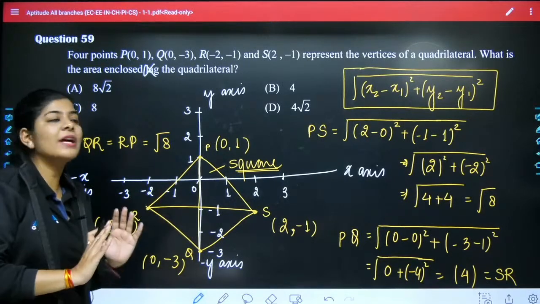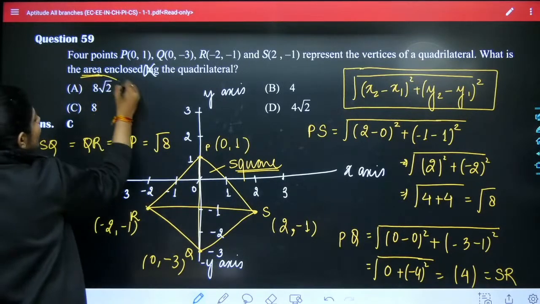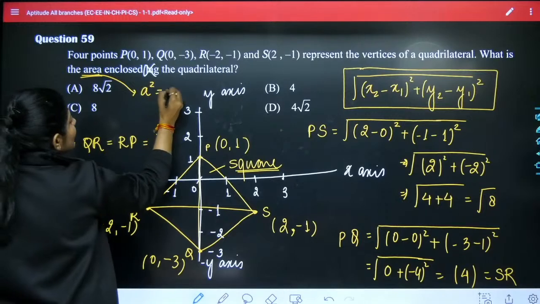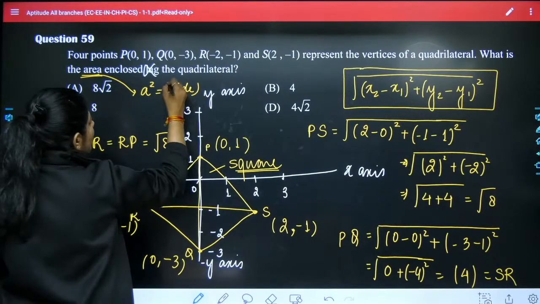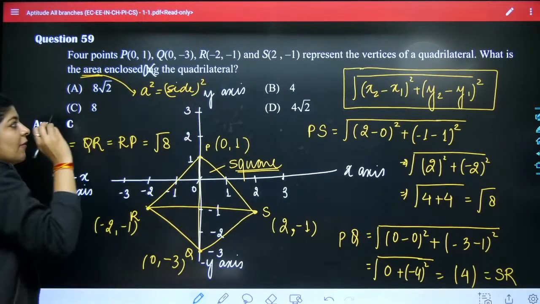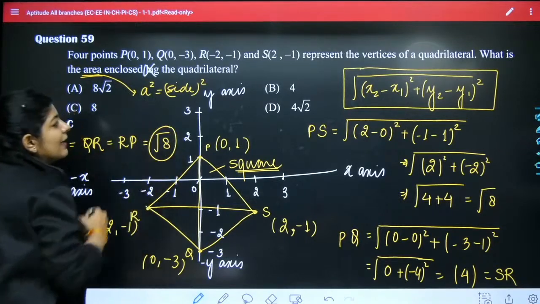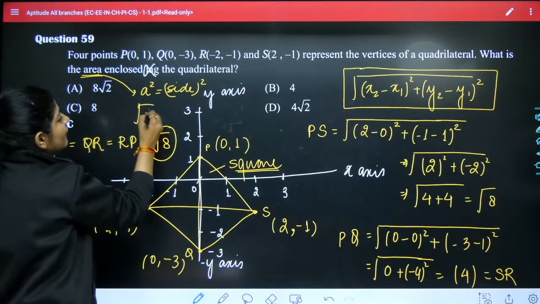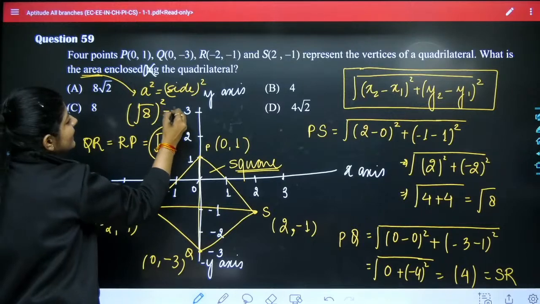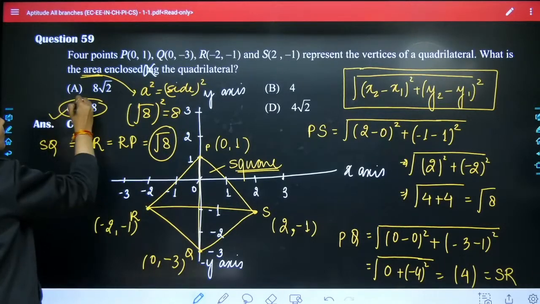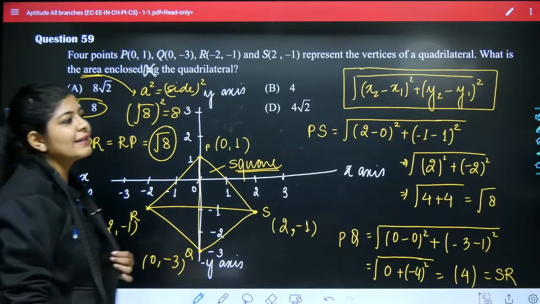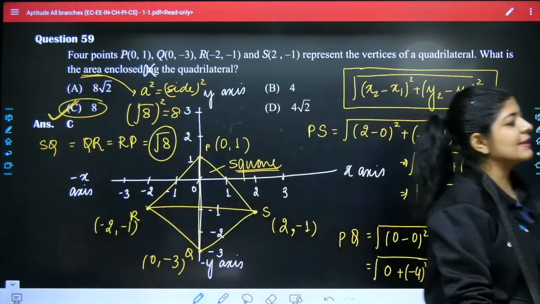Now we know the area of a square is side square. The value of the side is root 8. If we square root 8, we will get 8. So the correct answer is option number C.